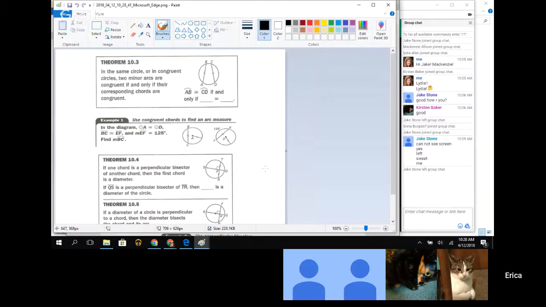So a chord is a line segment whose endpoints are on a circle, but it does not actually go through the center like a diameter. Okay, so these two, AB and CD, are two chords. You can see their endpoints end on the circle. It's not a line that keeps going forever. It starts at A, a point on the circle, ends at B. And then this line CD is also a chord.